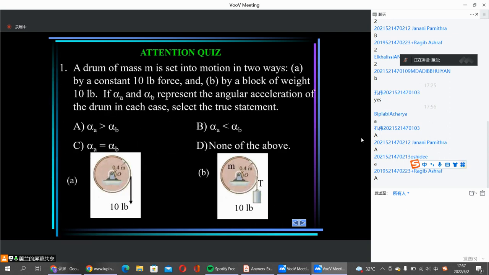So a drum of mass M is set into motion in two ways: A, by a constant 10-pound force, and B, by a block of weight 10 pounds. If alpha A and alpha B represent the angular acceleration of the drum in each case, select the true statement. Alpha A larger than alpha B, alpha A equal to alpha B, alpha A smaller than alpha B, or you don't know which one.